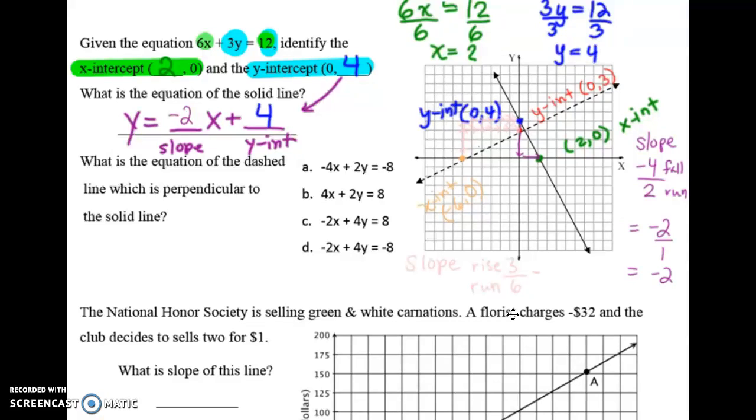But I can simplify further. So 3 over 6 can be divided by 3 in the numerator and denominator, leaving me with 1 over 2, or 1/2. So y will equal 1/2 x. 1/2 being the slope, plus the y-intercept is at positive 3, so I'm going to fill in positive 3.